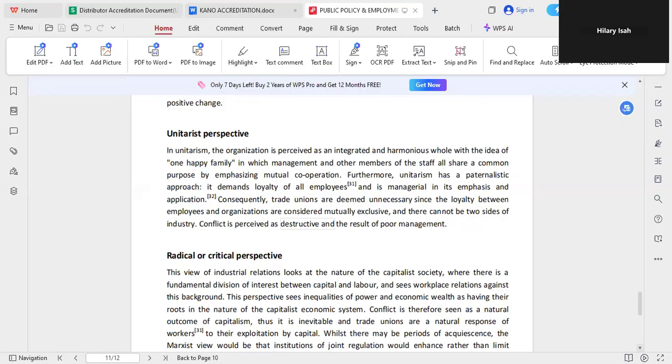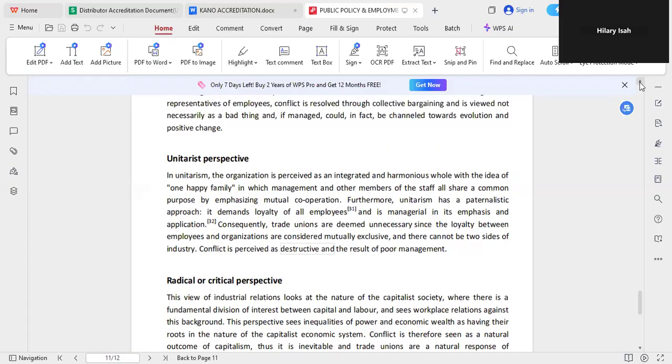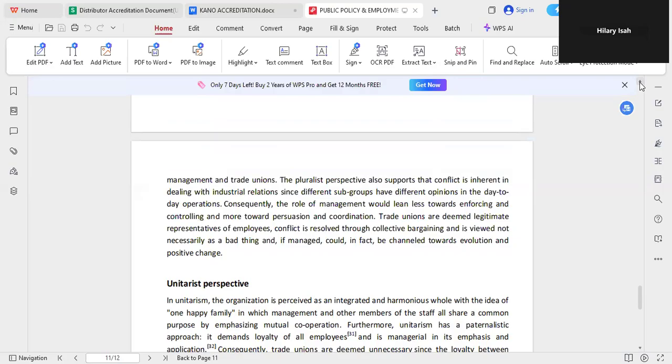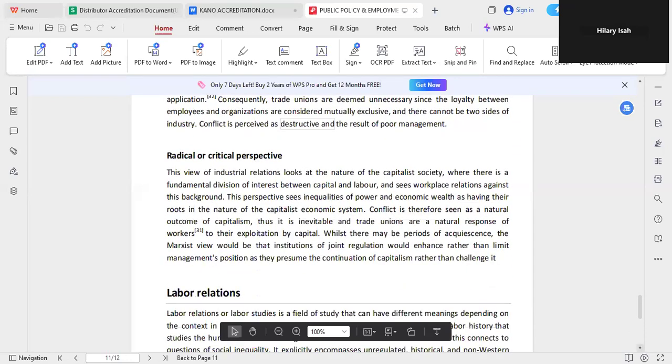Unlike the pluralist perspective that we looked at earlier on, which of course gives room for accommodation where there could be challenges within the work environment, but it's supposed to be managed. Okay, conflict can actually be there. So the role of management should lean towards enforcing, controlling, and managing, persuasion and coordination. Okay, and whenever there's conflict, it could simply be resolved through what we call collective bargaining.